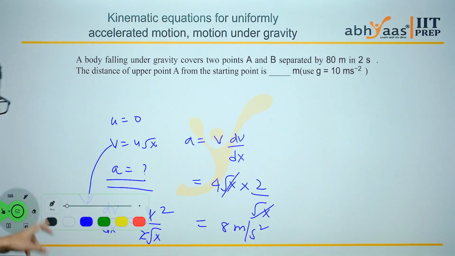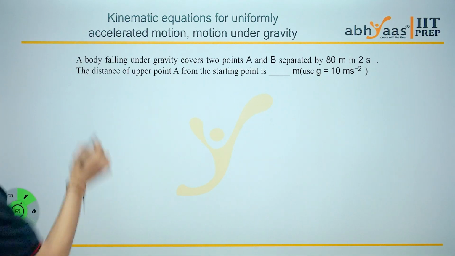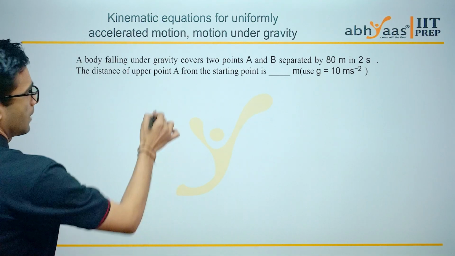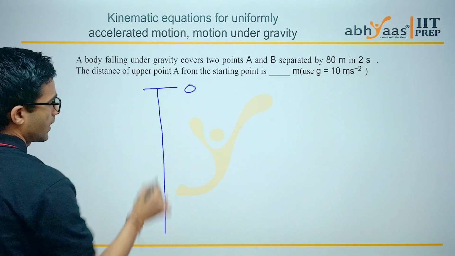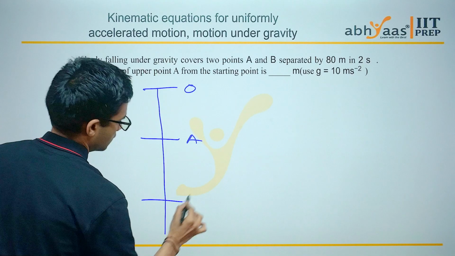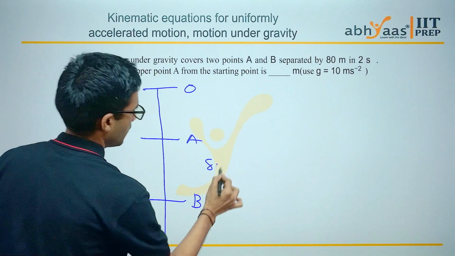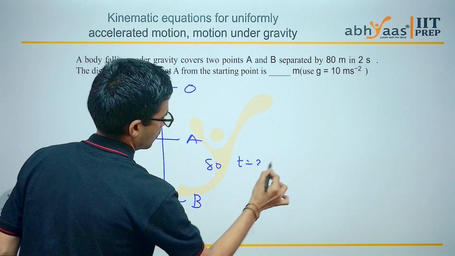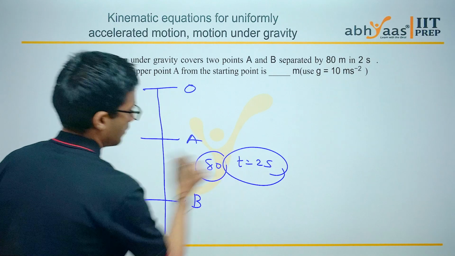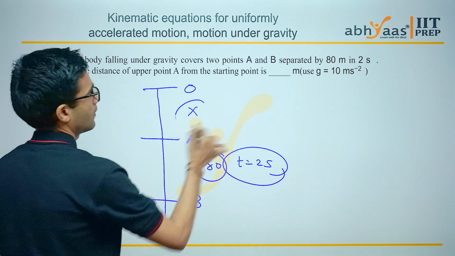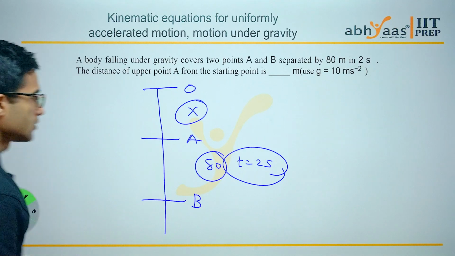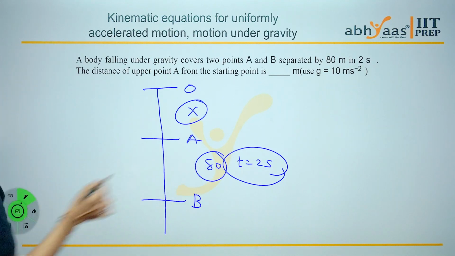Okay, now going to another question. A body falling under gravity covers 2 points. So for example, this is the point, this is the point. Here what is given? 80 meters. Time is 2 seconds. Now what is asked is the distance between O and A. So here S is given, time is given.